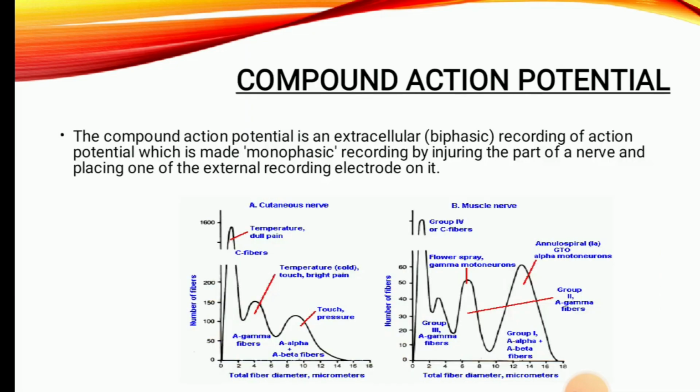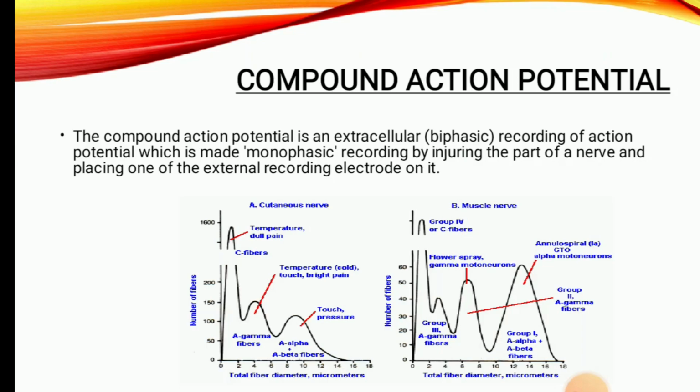Next we have the compound action potential. It simply idealizes the summation of almost all the action potentials from several nerve fibers, or I would say the muscle fibers, in the same area. So what is compound action potential? It is an extracellular recording of action potential. Simple. By whom? By injuring a part of a nerve and placing an external recording electrode on it.